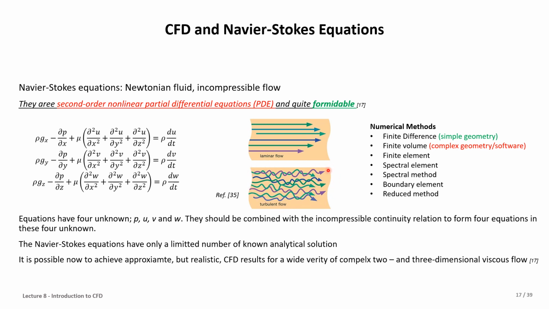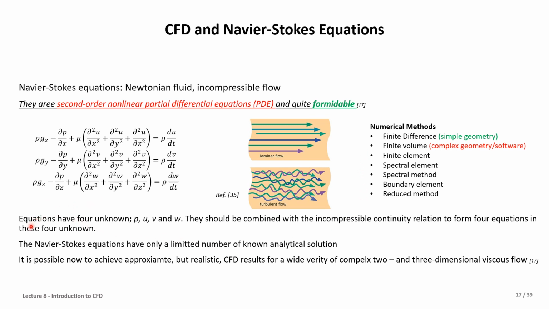In CFD applications, we are using numerical methods to solve turbulent flow, which is one of the CFD problems that needs parallel computing and hyperparameter tuning to be possible to solve. Regarding the numerical methods, we have the finite difference, finite volume, finite element, spectral element, spectral method, boundary element, and reduced methods. All of these numerical methods are applied to solve the Navier-Stokes equation for a specific problem.